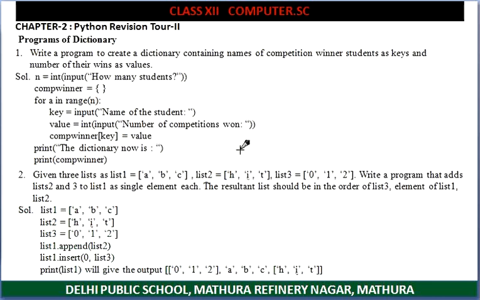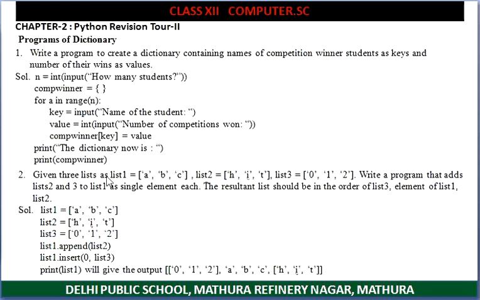The for loop will run n times, so n key value pairs are added to the dictionary. Print competition winner will display all the key value pairs present in the dictionary. So this is the program for adding items in a dictionary.